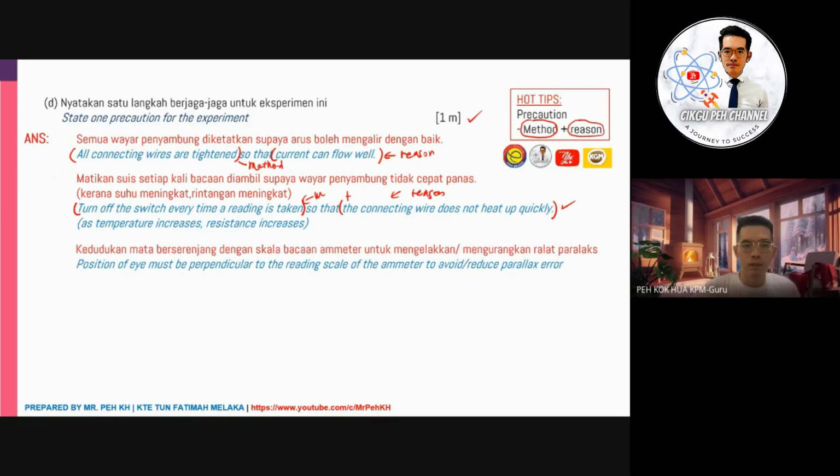Last, here is another sample answer for your reference. The position of the eyes must be perpendicular to the reading or scale of the ammeter, here also together with the voltmeter, to avoid or reduce the parallax error. So you can see here will be the method and here will be the reason.